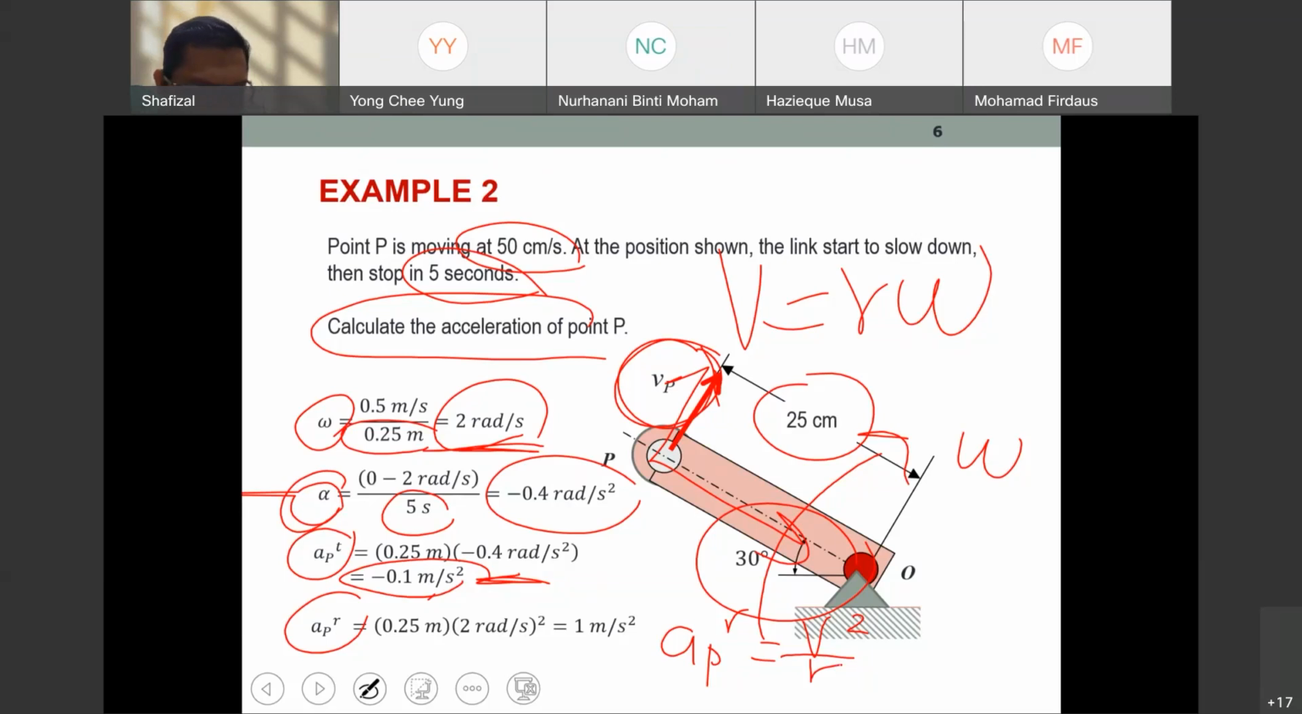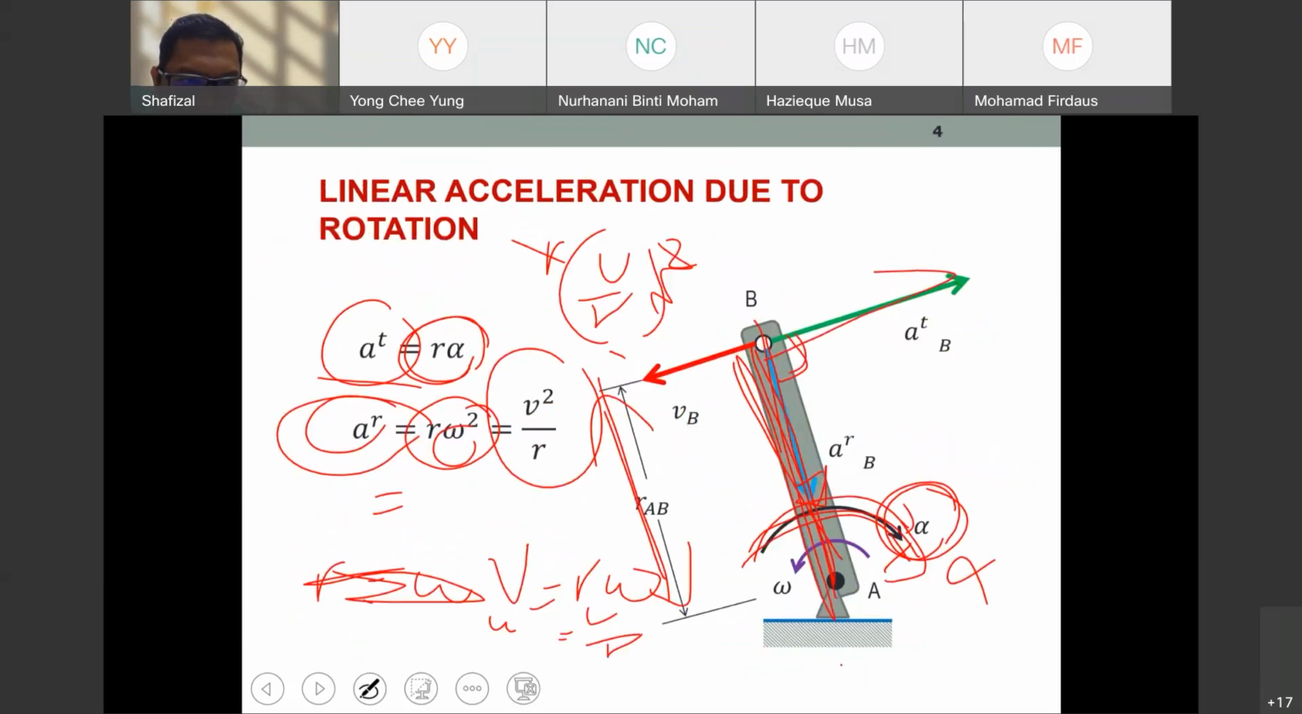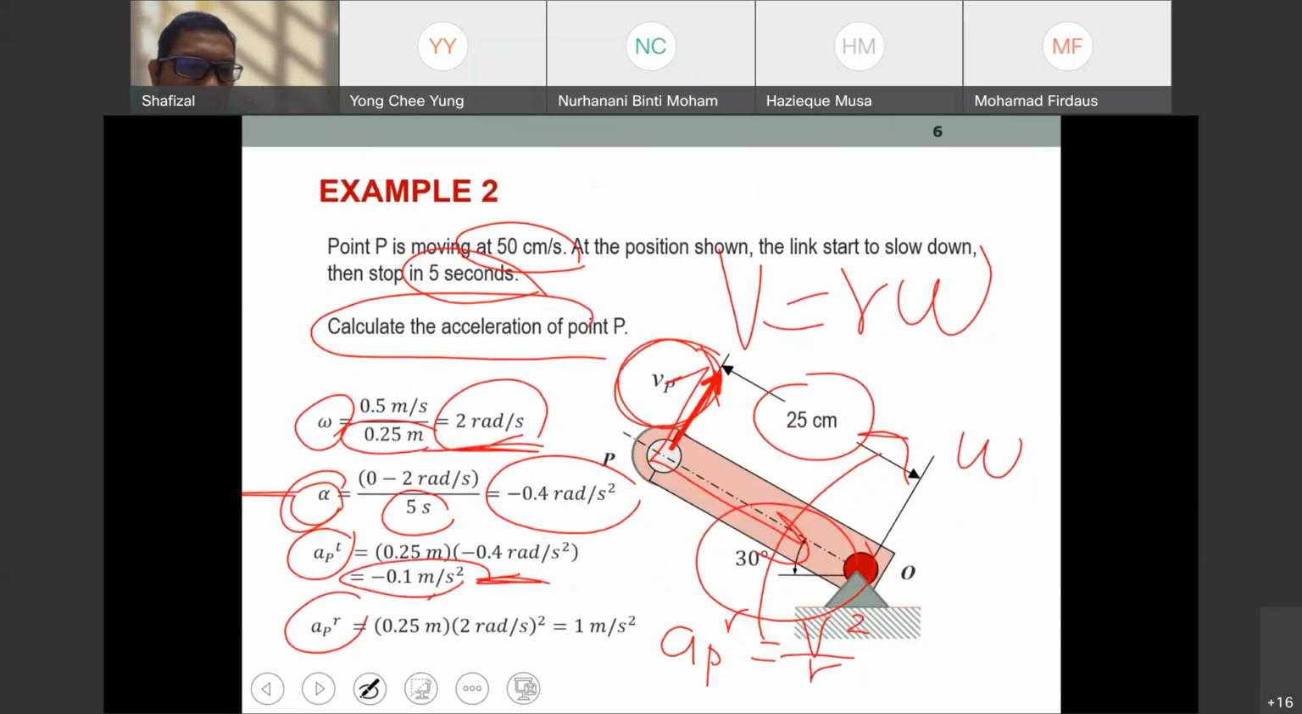Or, can we not use this? Why use this? If you look at this, 0.25. Or R omega cos 2. That also works. Our omega is 2 radians per second cos 2. So we get 0.25 multiplied by 2 radians, and we get 1 meter per second square. So this is the answer. Okay, you see? So this is all the answer.